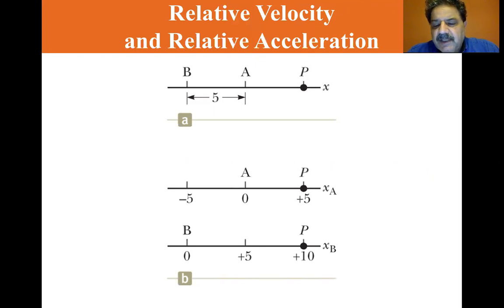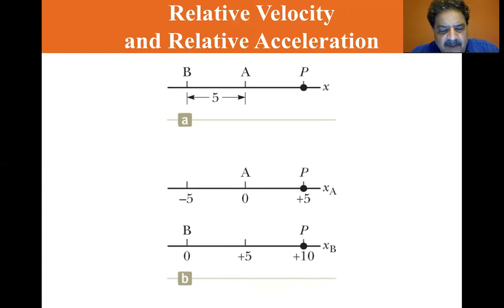Suppose each observer decides she is located at the origin of the x-axis. Figure B. Note that the observers use different coordinate systems, so they have different values for point P. Observer A claims that point P is located at position x_A equals plus 5. Observer B claims it is located at position x_B equals 10. Both observers are correct, even though they make different measurements. Their measurements differ because they are making measurements from different frames of reference.